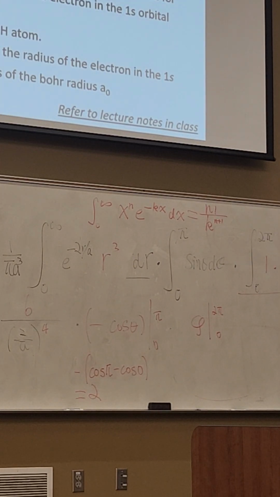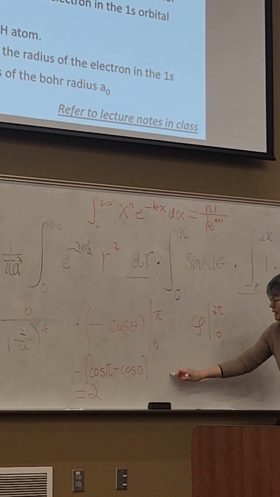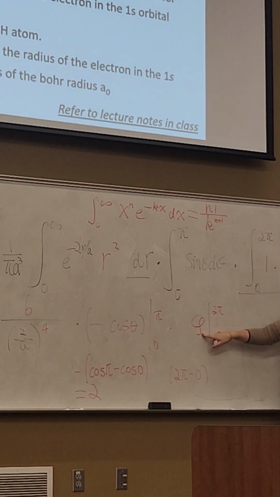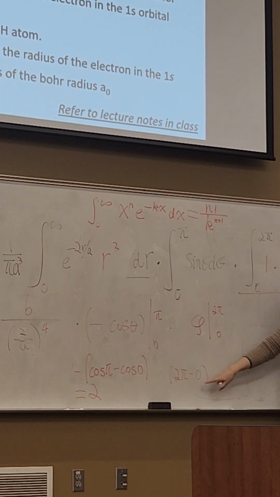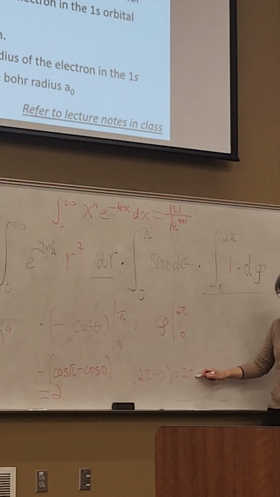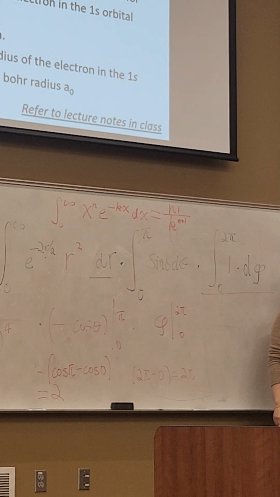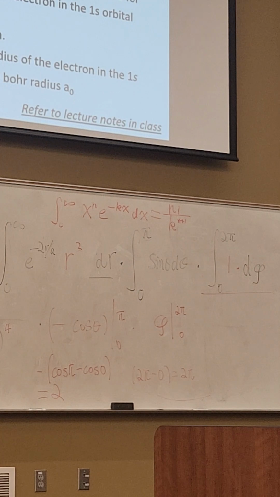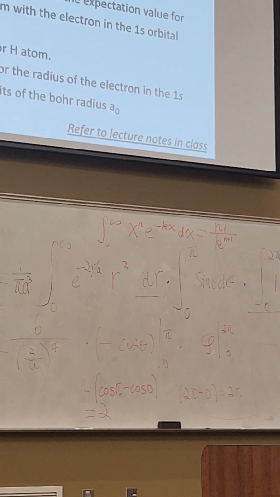Very good. Now how about this guy? This guy really means 2 pi minus 0 because you can plug in the pi, right? From 2 pi minus the lower bound, that's 0. And what do you have out of the integration? It's just 2 pi. All right. Very good. Okay. All happy?